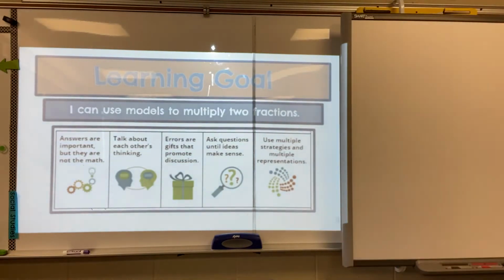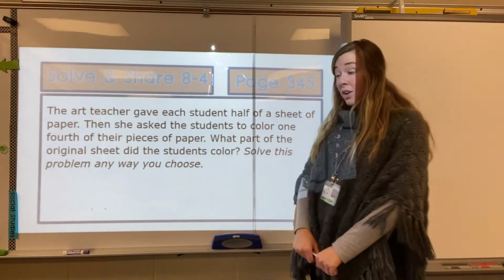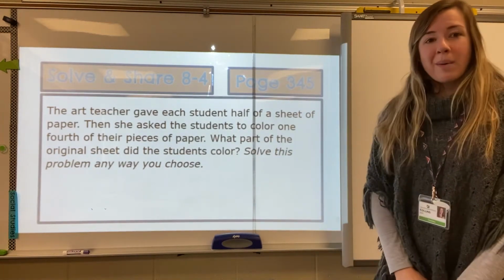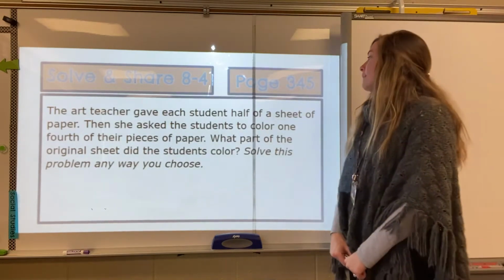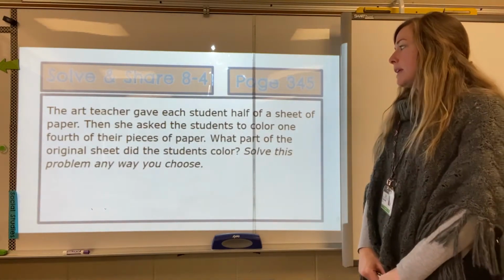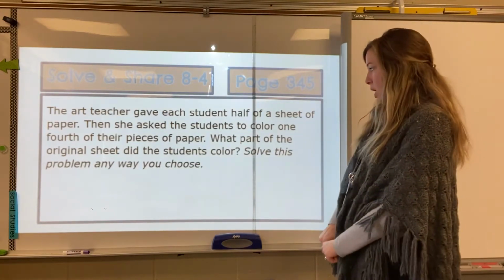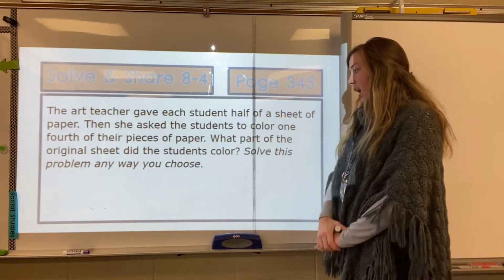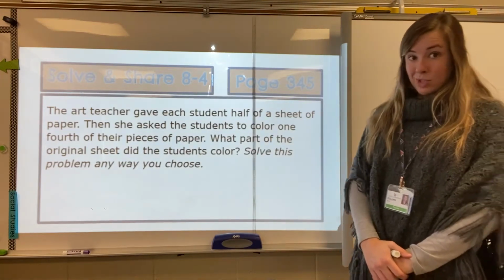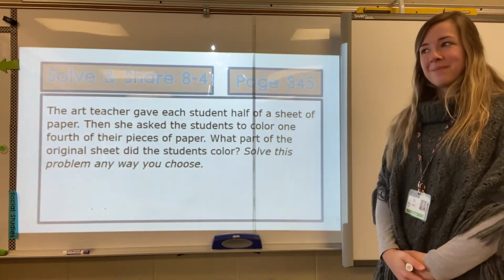Let's go ahead and open up our workbooks to page 345. I'm going to read our solve and share together, and then I'll give you an opportunity to try it on your own before we go through it all together. The art teacher gave each student half of a sheet of paper, and then she asked the students to color their 1/4 of their piece of paper. What part of the original sheet did the students color? Solve this problem any way you choose.